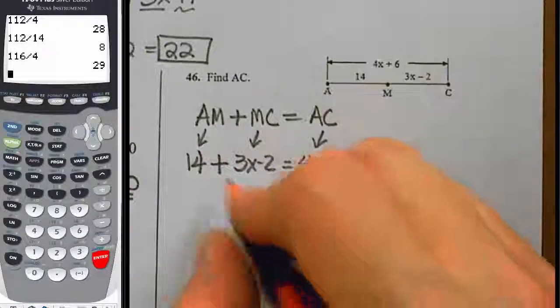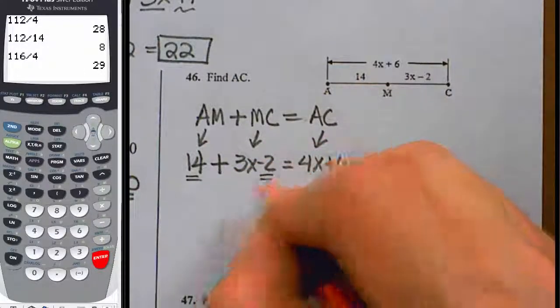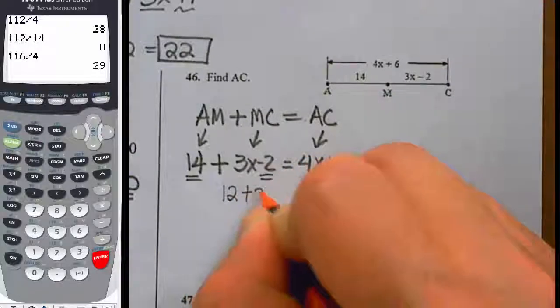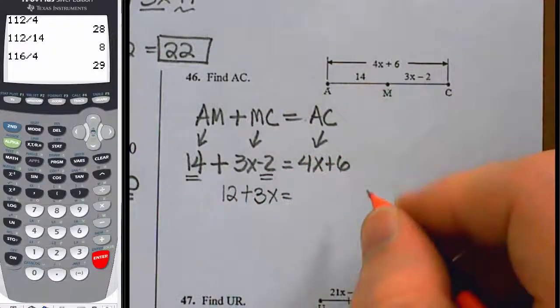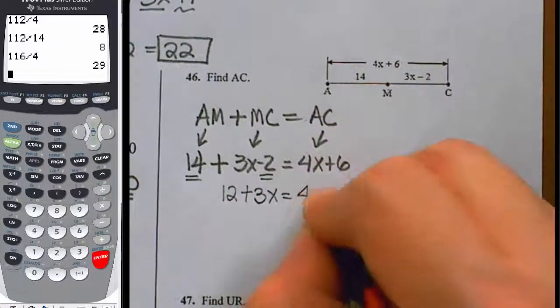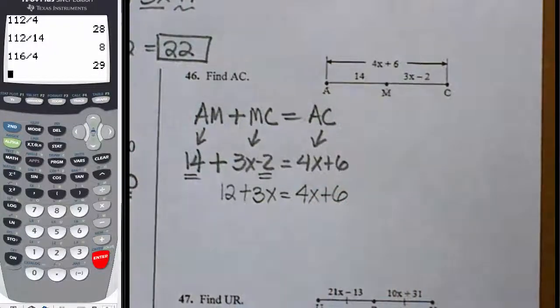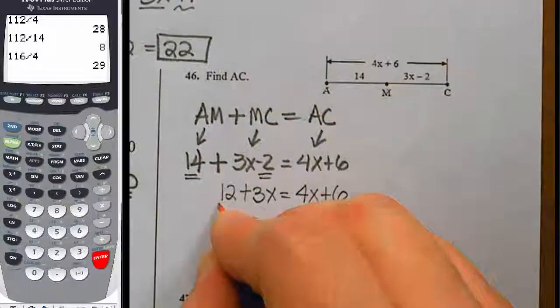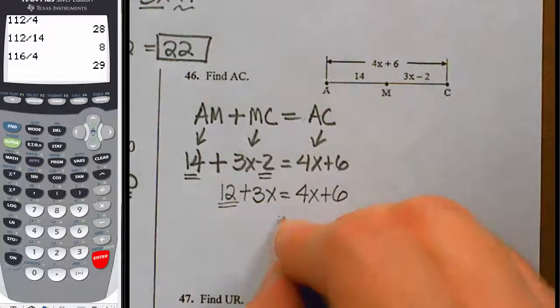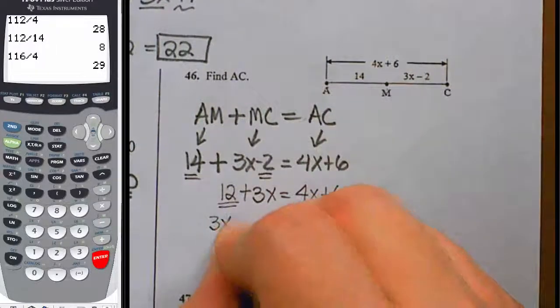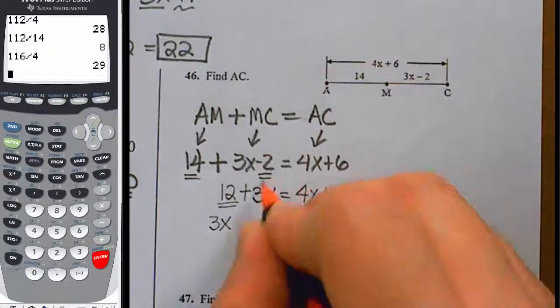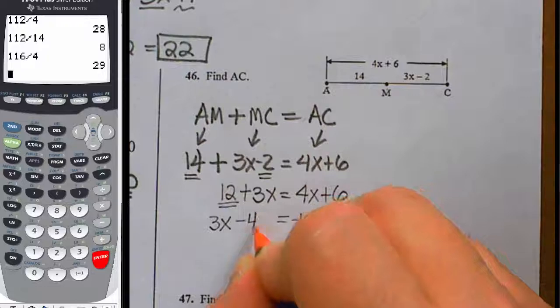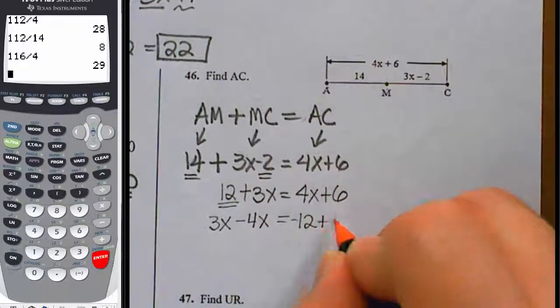Alright, let's combine like terms. So this would be 12 plus 3x. And on this side, there's nothing to combine, so let's just bring it down. Now it's time to start moving numbers around. The 12 does not have x, so let's go to the other side, negative 12. The 3x, we're just going to bring it down. The 4x is going to come over to the other side as negative 4x. And the 6 is going to come down.